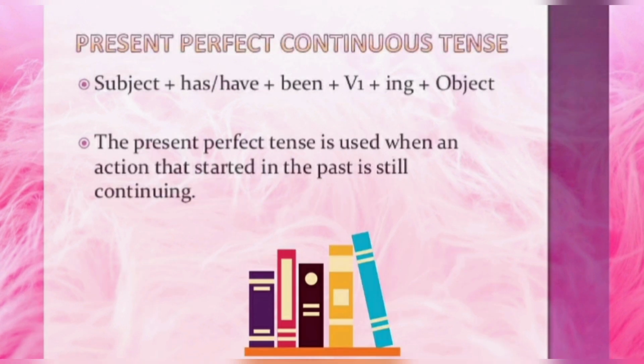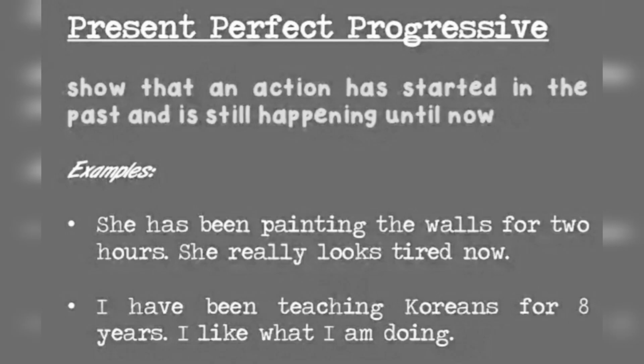Moving on to the last form of present tense, that is present perfect continuous tense. The present perfect continuous tense is used when an action that started in the past is still continuing. Let's have a look at the examples. She has been painting the walls for 2 hours. She really looks tired now. Second example, I have been teaching Korean for 8 years. I like what I'm doing.